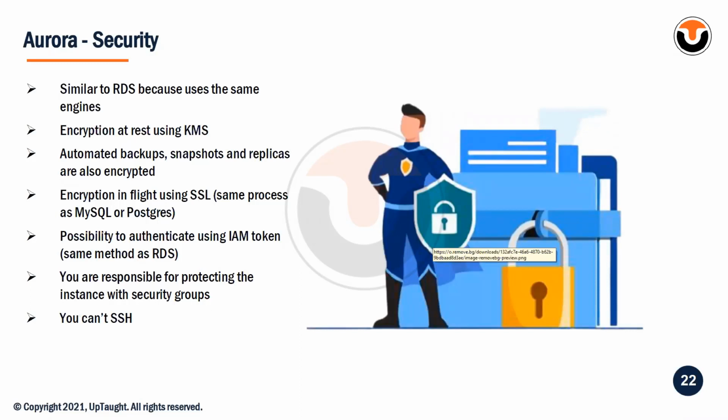Let's talk about security. How secure is your Aurora database? Right, so the encryption technology used at rest, we can use KMS, key management service, to encrypt data at rest. Automated backup, snapshot, replicas are also encrypted. When the data is being transferred, you can use SSL, to do on-transit encryption or in-flight encryption.